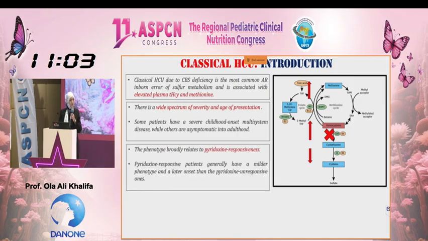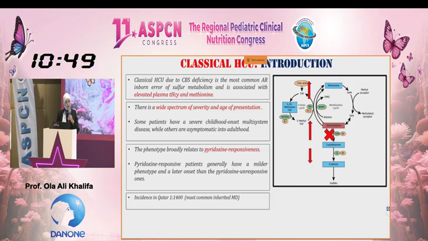The phenotype, very important to know, will depend upon the pyridoxine responsiveness. Very important, once we diagnose the patients, we have to first do the pyridoxine responsiveness test. Pyridoxine responsive patients generally have a milder phenotype and later onset than the pyridoxine unresponsive ones.